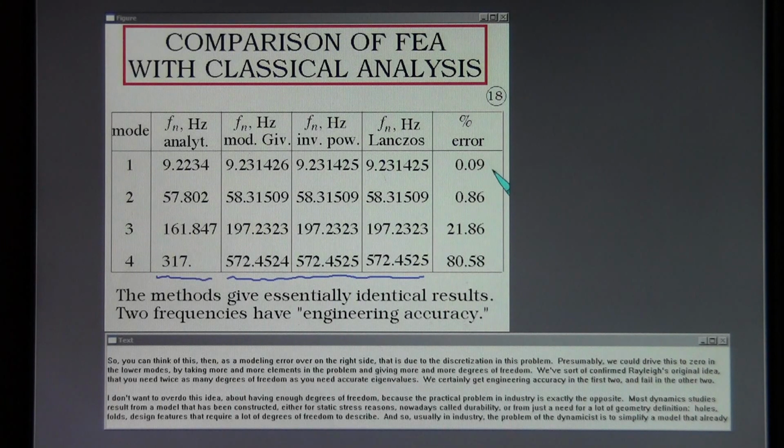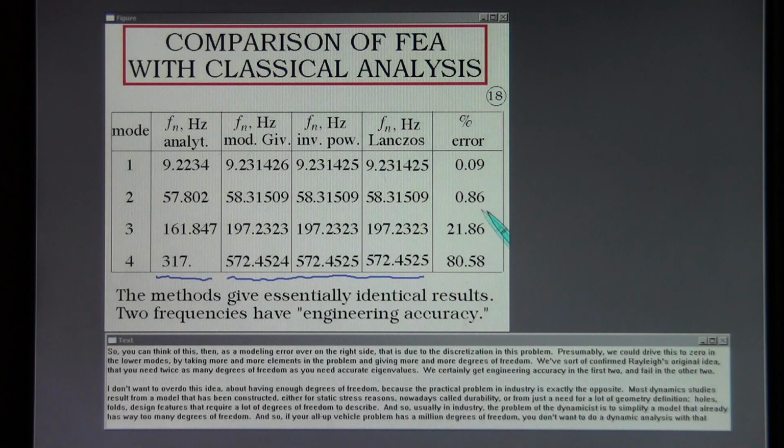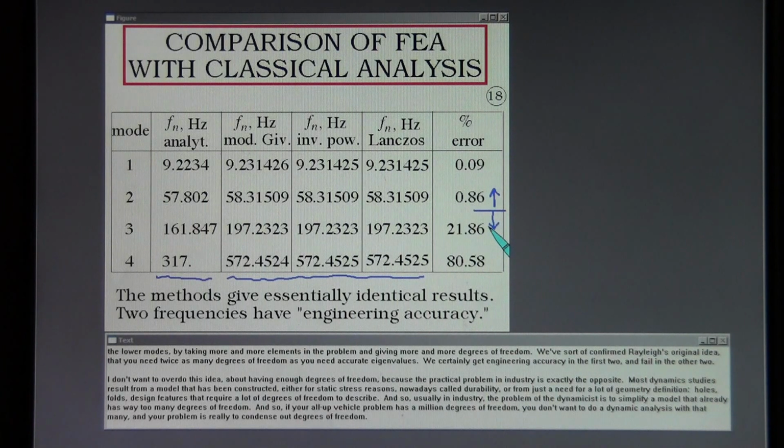Presumably we could drive this to zero in the lower modes by taking more and more elements in the problem, giving more and more degrees of freedom. We've sort of confirmed Rayleigh's original idea that you need twice as many degrees of freedom as you need accurate eigenvalues. We certainly get engineering accuracy in the first two and fail in the other two.